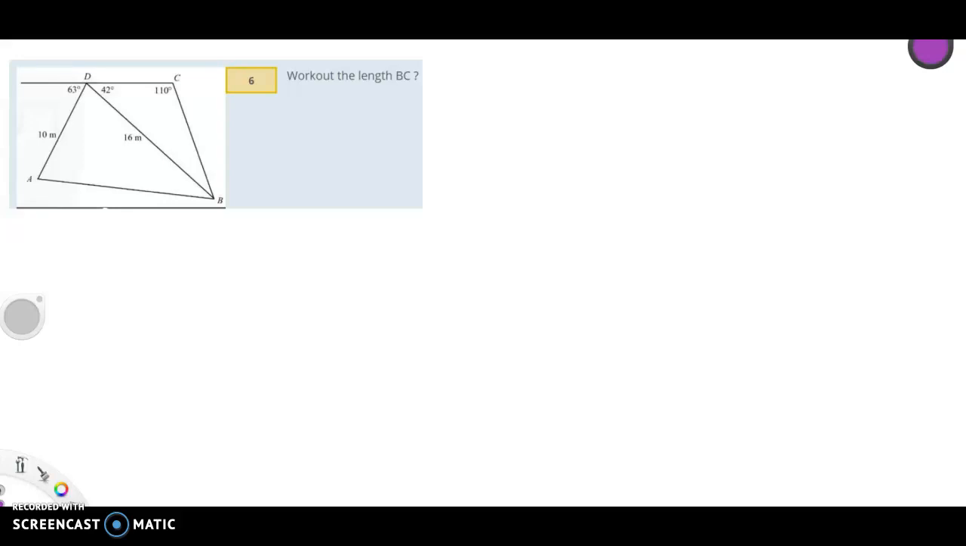Right, here's some triangles and stuff. Work out the length BC. Where's BC? Oh, there it is there. Right, so we'll do a wee sketch. A sketch is always good. Just get the right wee tool for this now.